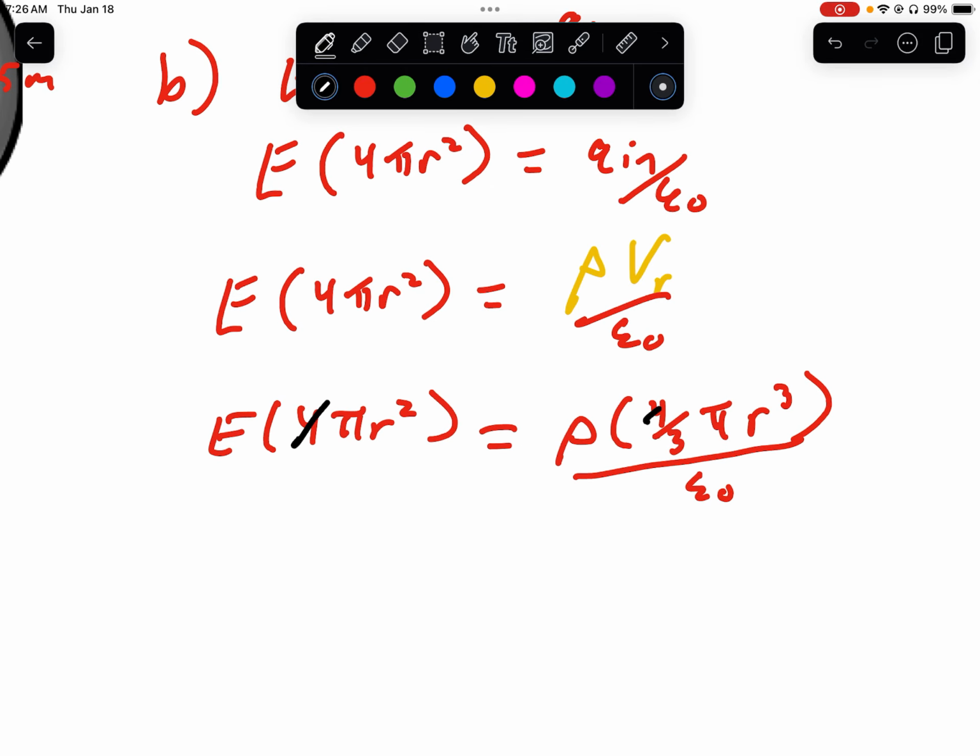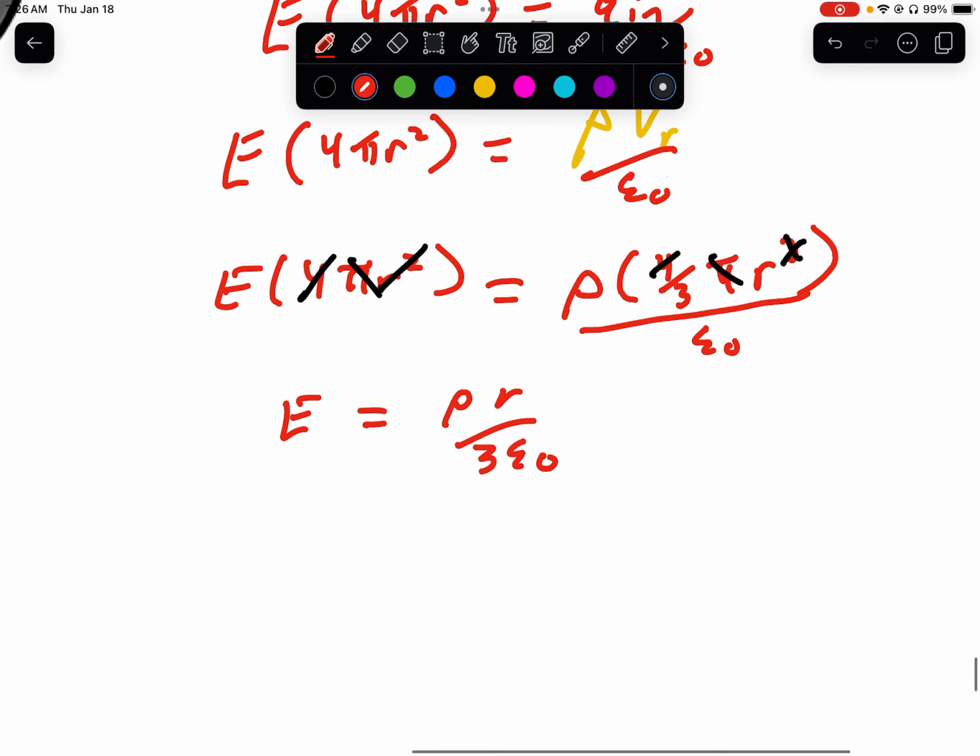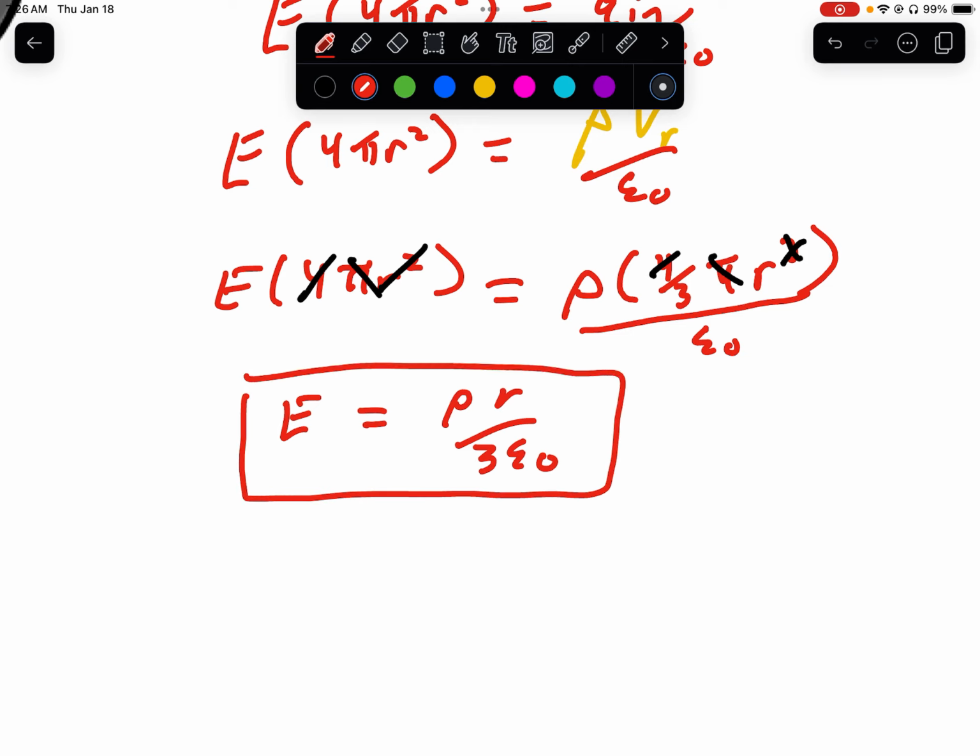Okay, so we can cancel out. Let's see, the 4 goes away, the pi goes away. Over here I have r squared, so I can get rid of that. So this simplifies down pretty nicely. I've just got E on the left side, which is what I'm trying to solve for, the electric field. So I've got rho, I've got an r, and then in the denominator, that 3 got left over, so that's still there, and then epsilon naught. So this would be my expression for anything from the center of the sphere out to the surface.